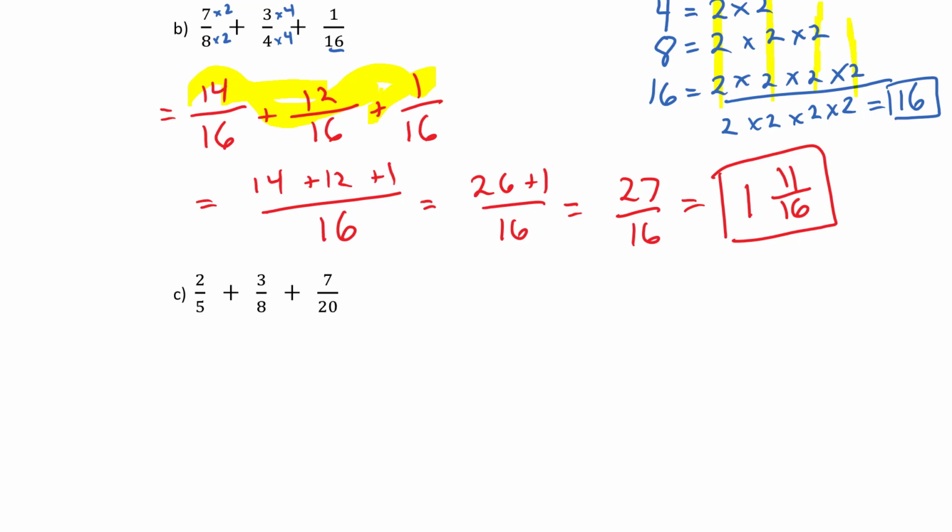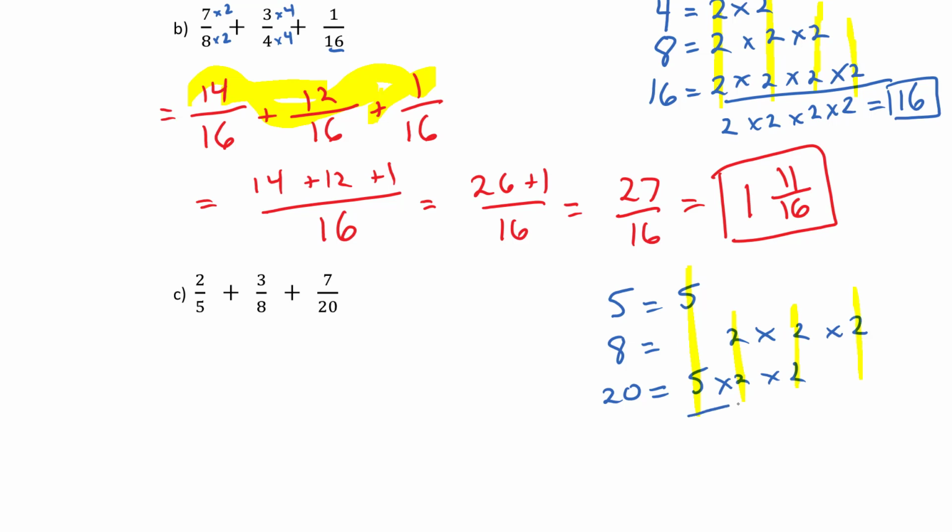Prime factorization. We have 5, we have 8, we have 20. 5 is a prime number. 8, 2 times 2 times 2. And I make sure I don't line up the 5 with the 2 because those are different numbers. 20 here, what is that? That's going to be 5 times 2 times 2, right? 10 times 2. We can see there's a lot of commonality between those three numbers.